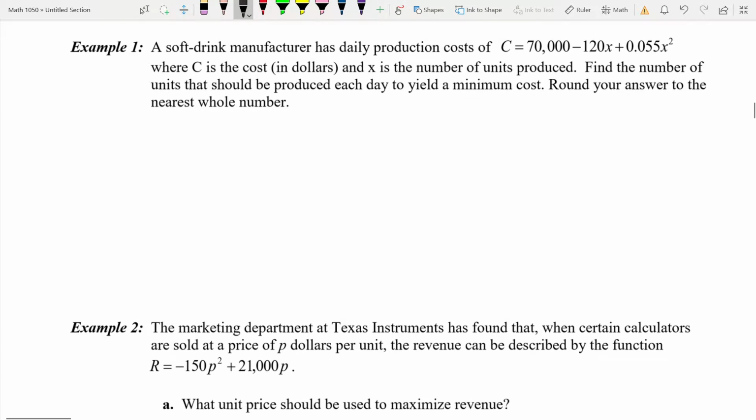Okay, so here we go with question 1. A soft drink manufacturer has daily production costs represented by this equation, where C is the cost in dollars and X is the number of units produced. Find the number of units that should be produced each day to yield a minimum cost and round your answer to the nearest whole number.